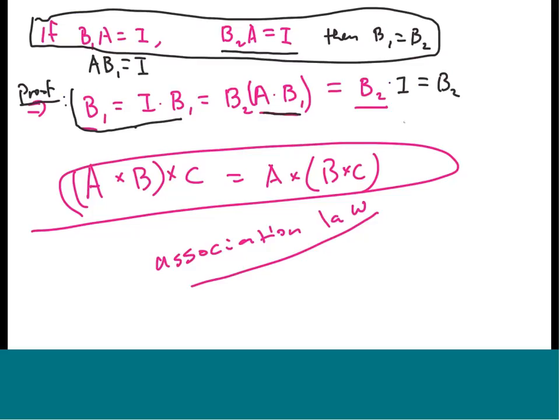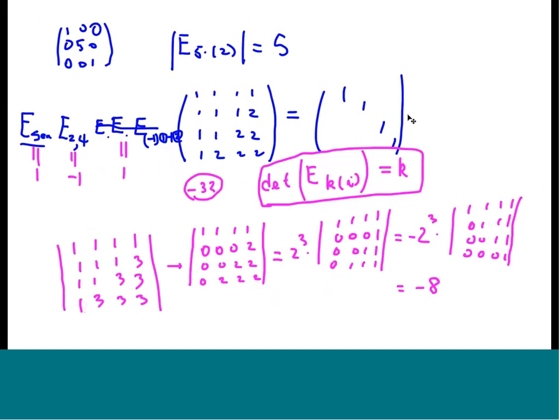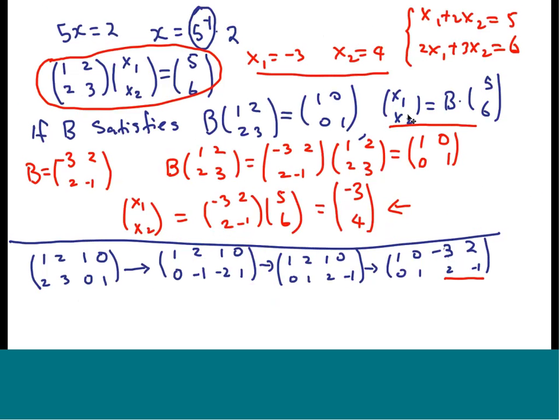B1 equals B2, that's all. So it has one unique inverse. Okay? Now that it's a unique inverse, how do we find the inverse? Let's go back to this example. How do we find the inverse of this matrix?